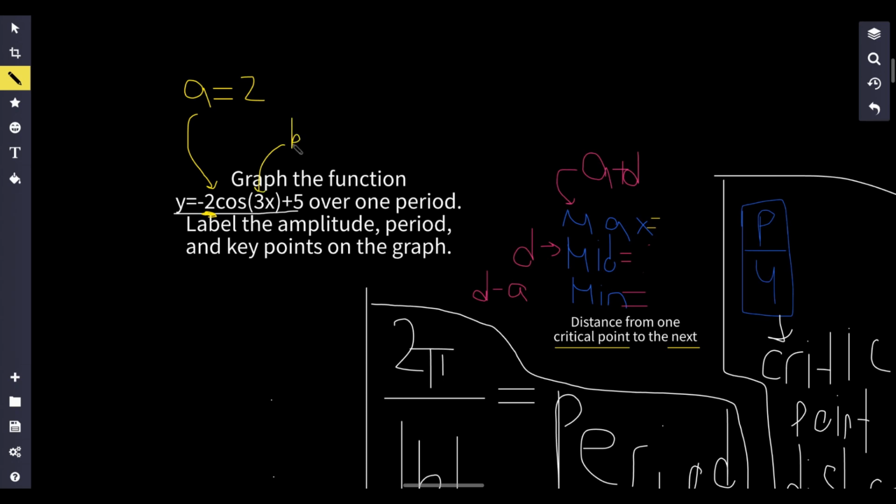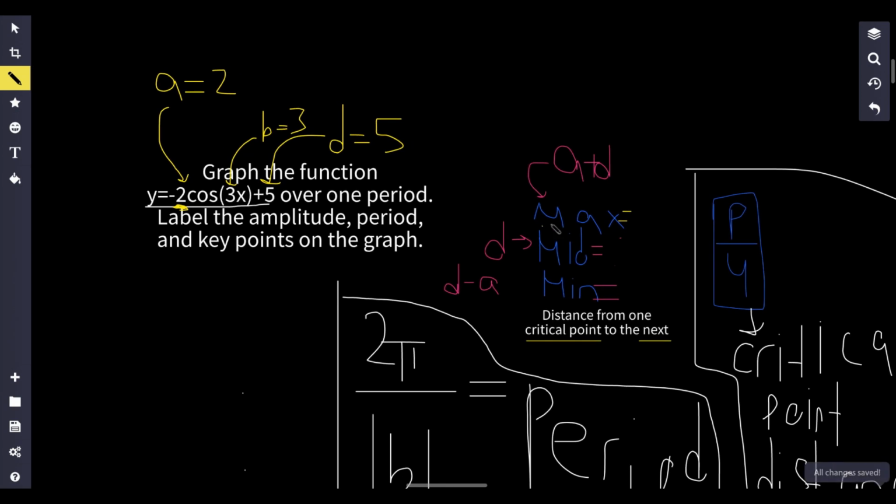Our b term is going to be equal to 3, and our d term is going to be equal to 5. So our maximum point is just going to be a plus d, so 2 plus 5 is 7. Our middle point is just going to be d itself, so it's equal to 5. And our minimum point is just going to be d minus a, so 5 minus 2 is just 3.